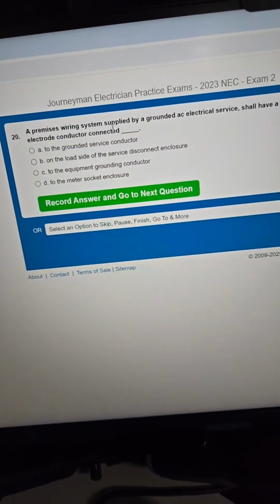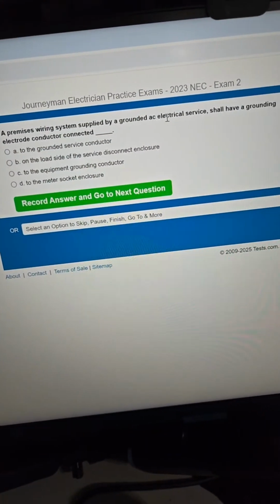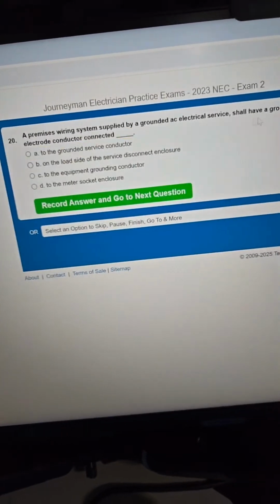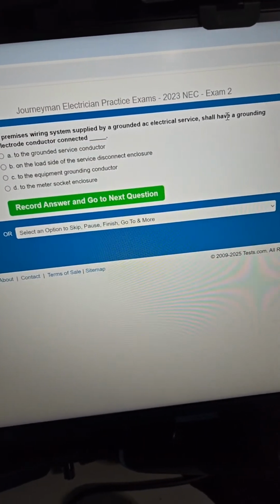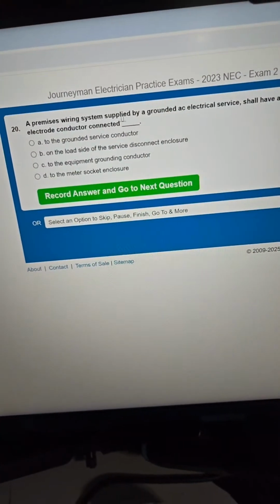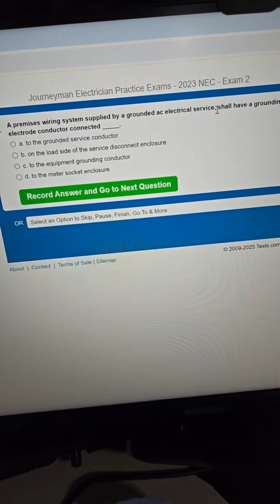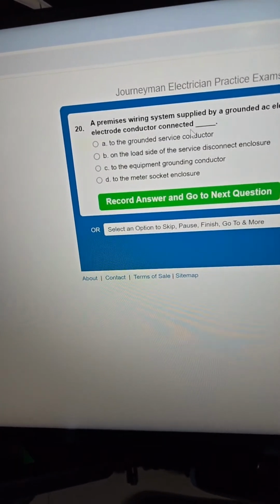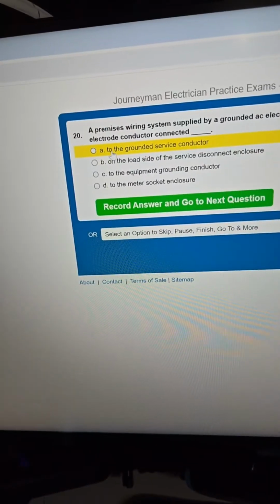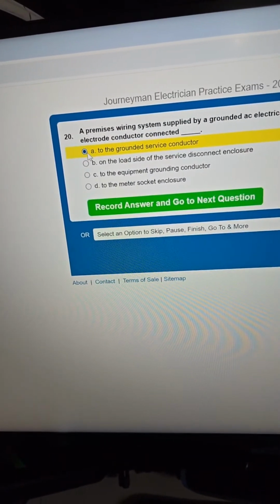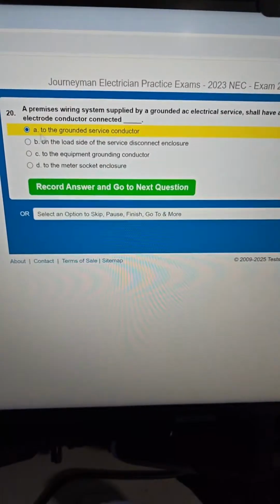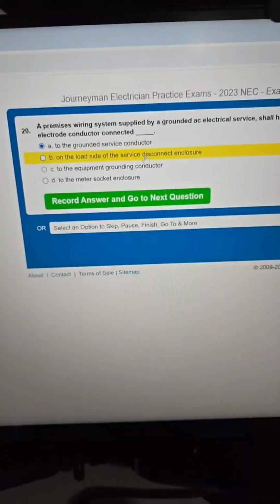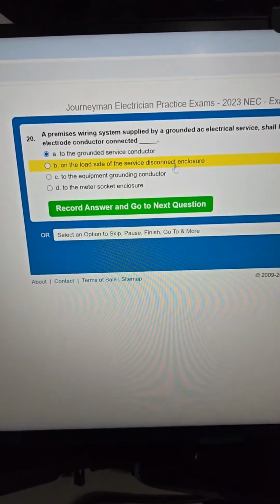A premise wiring system supplied by grounded AC electrical service shall have a grounding electrode conductor connected. Grounding electrode conductor is like a ground rod or something like that. So premise wiring supplied by a grounded AC electrical system shall have the grounding electrode conductor connected to the neutral, which is the grounded. Grounding is the green, which is equipment grounding, like a wire. Grounded is the neutral. The load side of the service disconnect is irrelevant.